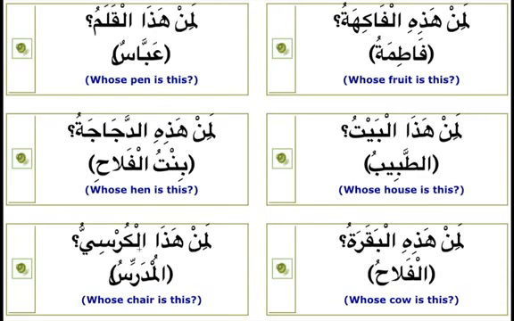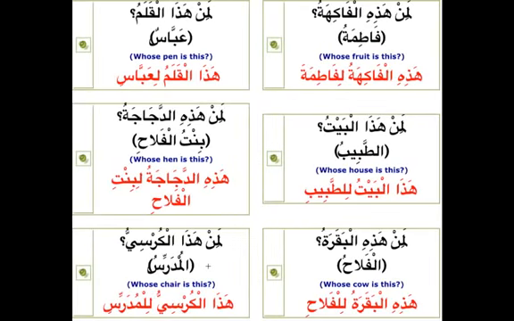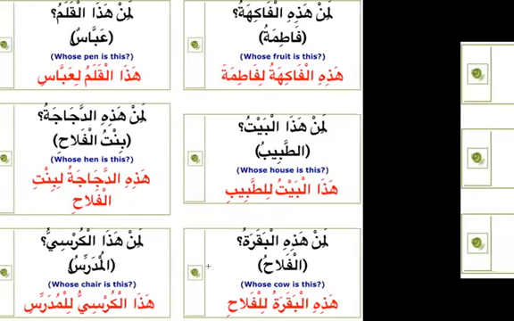Liman hadal kursiyu. To whom does this chair belong? Or whose chair is this? So we say hadal kursiyu. Hada mubtada, al kursiyu badal. And we say lil mudarrisi. Lil mudarrisi. Jar majrur shibh jumla khabar. So these are the answers for you, inshallah.